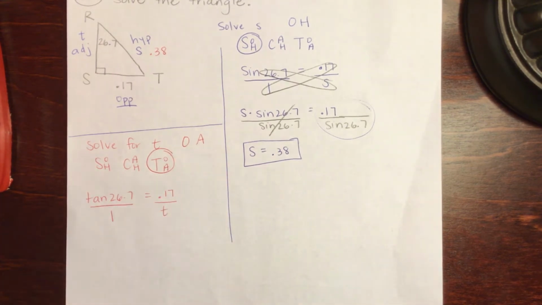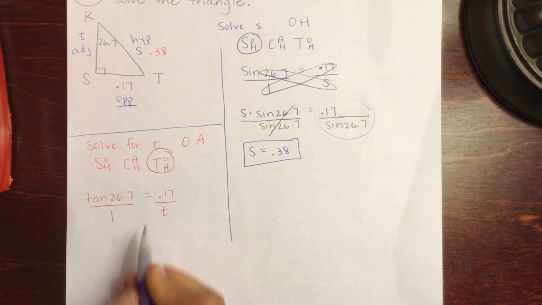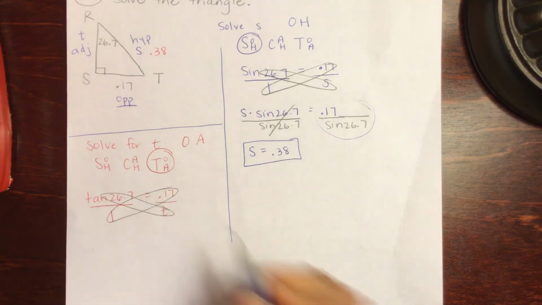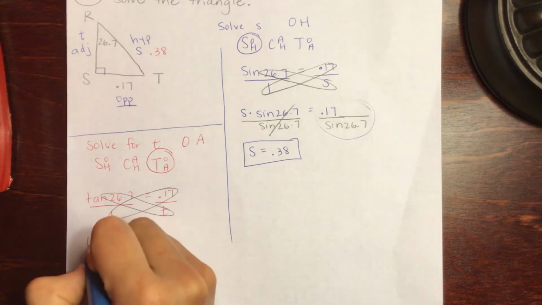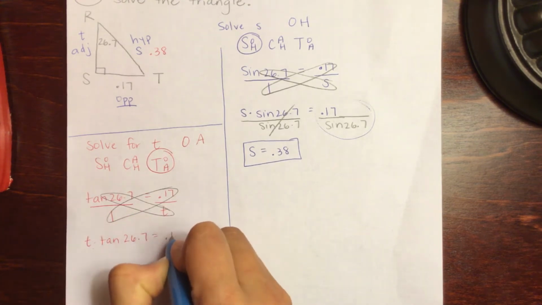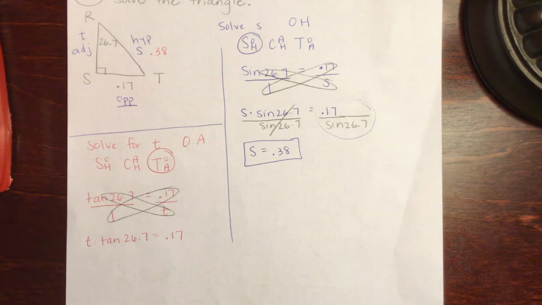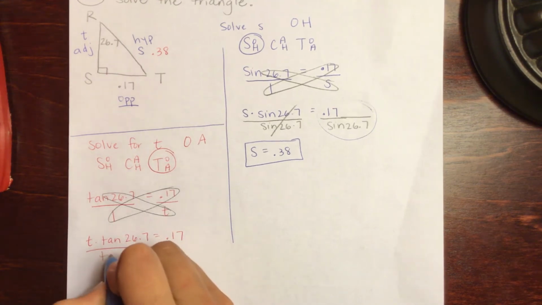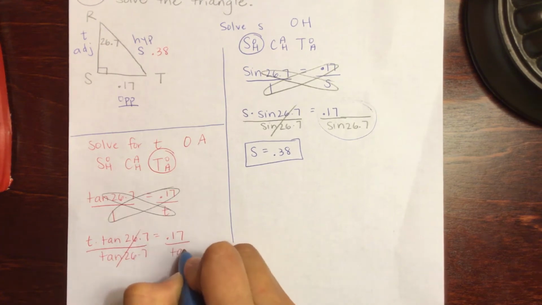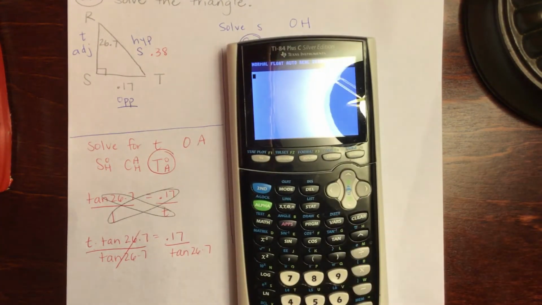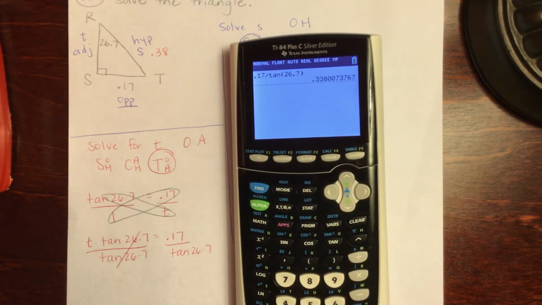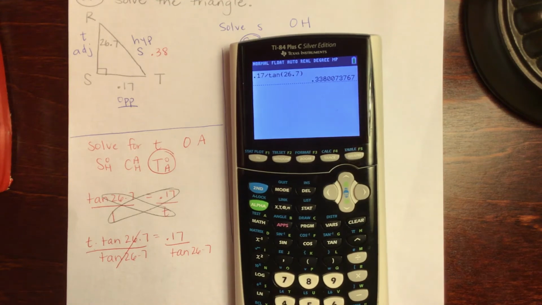Write tangent over 1 if that helps you, and since this is a side, we want to cross multiply. Again, we're going to have to divide the tangent of 26.7 over to get t by itself. And now little t equals 0.17 divided by tangent of 26.7. We can type that into our calculator. Make sure you're in degree mode, and you should get that little t is 0.34.